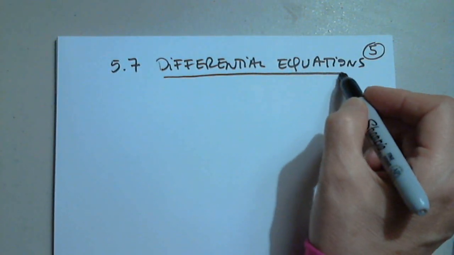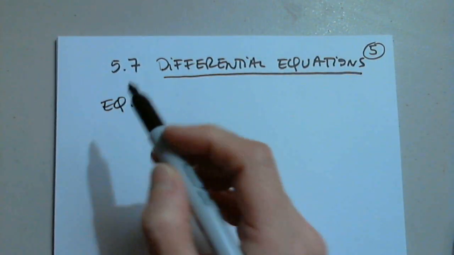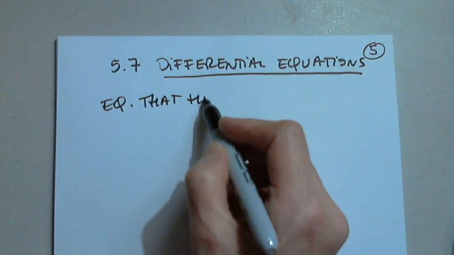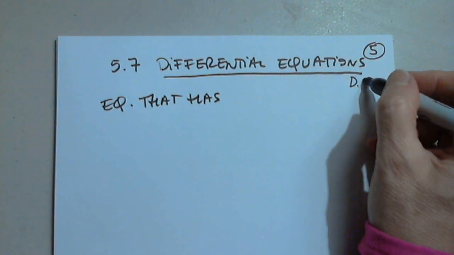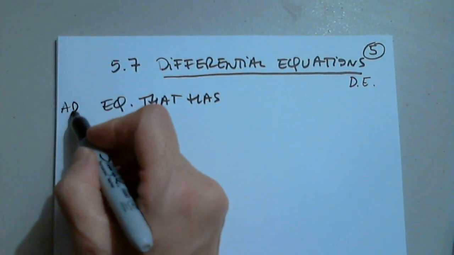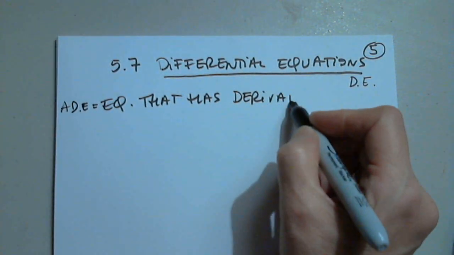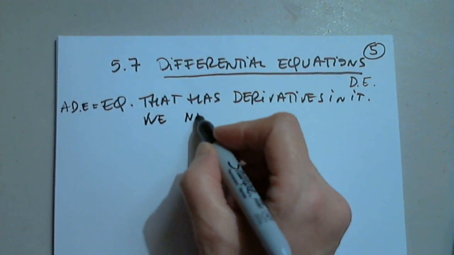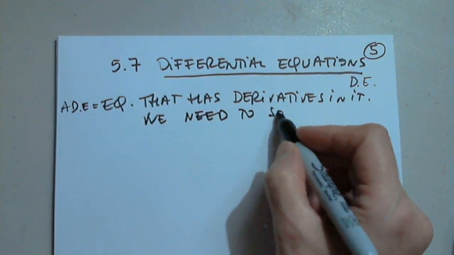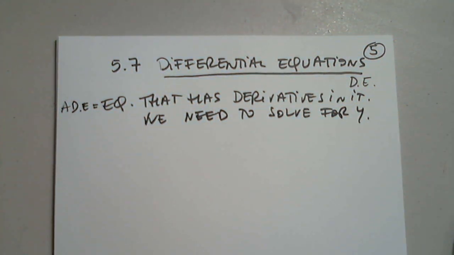Differential equations. What is a differential equation? I said last time, it's an equation that has, so normally we abbreviate differential equations, DE. So a DE is an equation that has derivatives in it. We need to solve for y, for the function. And we start with a very simple type of problem.